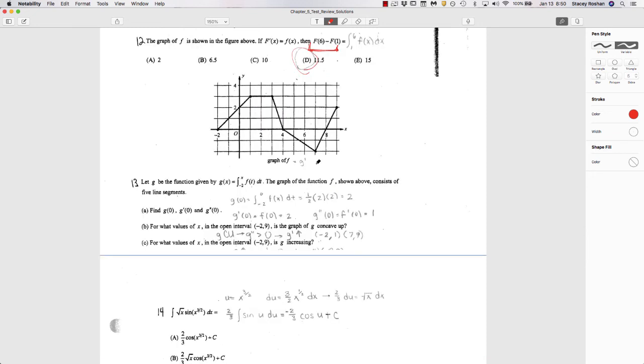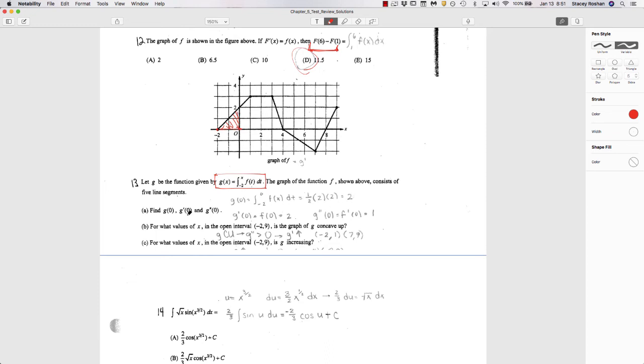All right, number 13 has a couple of parts. Let's have some fun. They're telling us G is the antiderivative from -2 to x. So it's starting at -2 in this one. Find G of 0. So that means let x be 0. So the integral from -2 to 0 of f of t is the area under the curve from -2 to 0. And that's just 1/2 base, which is 2, times height, which is also 2. So that is 4 divided by 2 is 2.